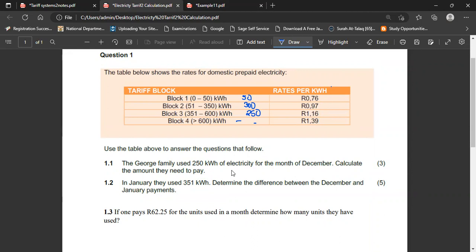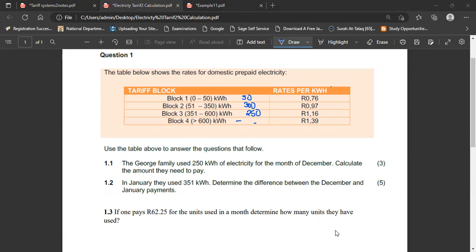The George family used 250 kilowatts electricity the month of December. Calculate the amount they need to pay. Now, look at that. Now, another thing, take note, the prices are here, but they have not told us that they exclude VAT. So don't worry, just calculate them the way they are. Please don't include VAT. It's already included.